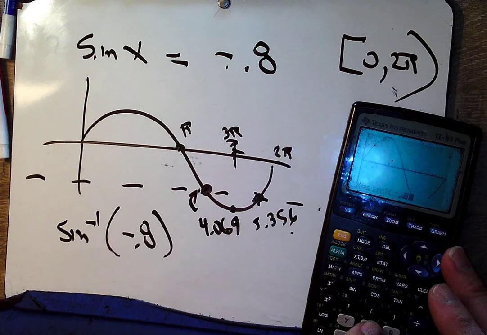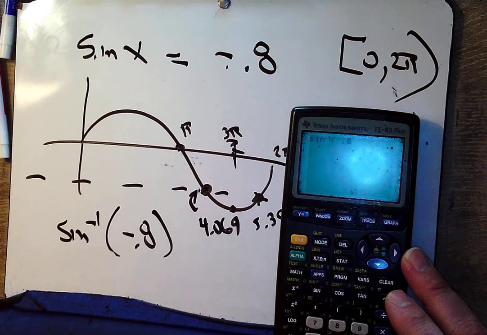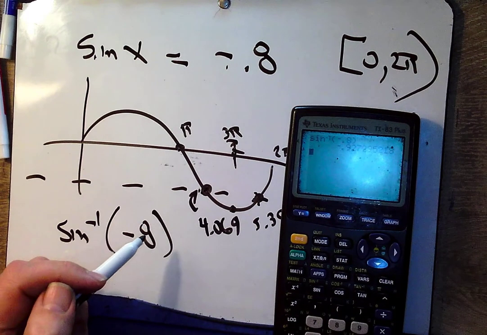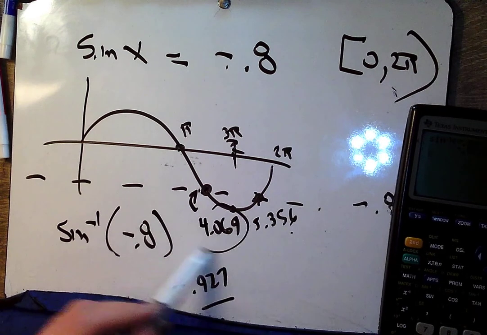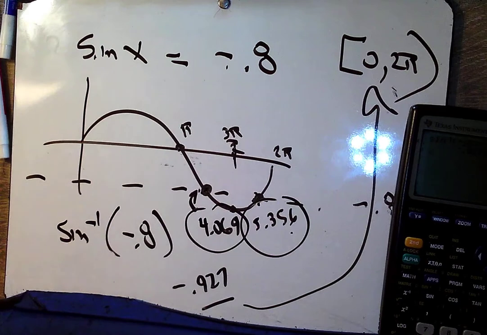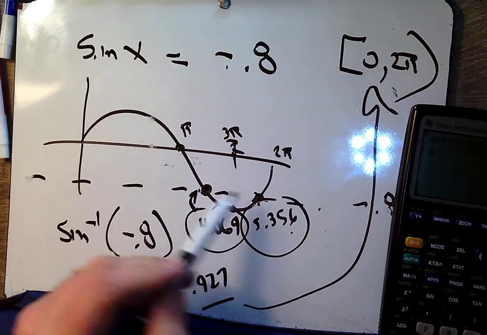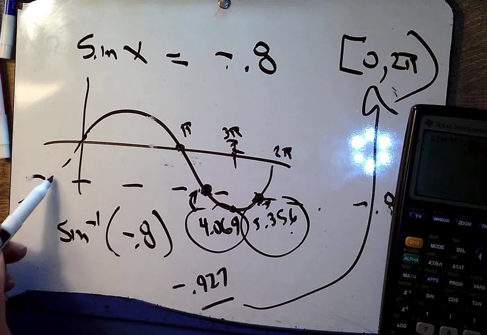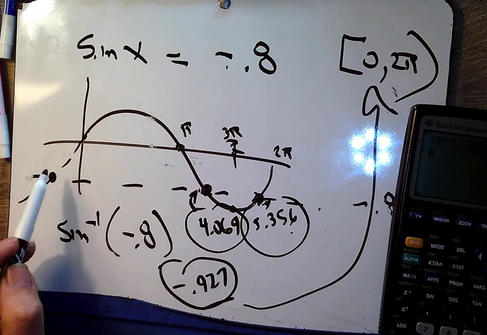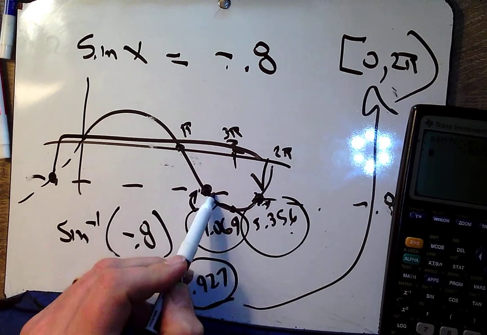Okay. Now let's try inverse sine. Inverse sine negative 0.8. Oops, I meant to be on the main screen. Inverse sine negative 0.8. That's negative 0.927. Hey, guess what? That's none of these answers, nor is it on 0 to 2 pi. So that's a problem. Remember, inverse sine goes from negative pi over 2 to pi over 2. Inverse sine will never find these for me. Yeah, I just found that one. Now, if I add 2 pi to that one, I can get this one, but not that one.